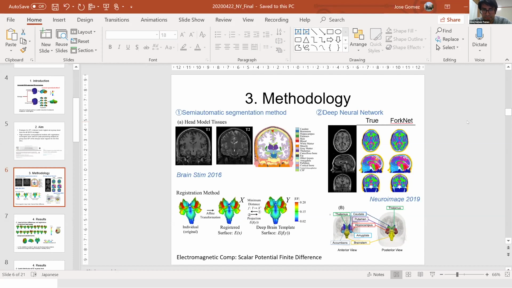Is that a linear or non-linear registration technique? Yeah, in this case, it's linear, yes. Okay, thank you.